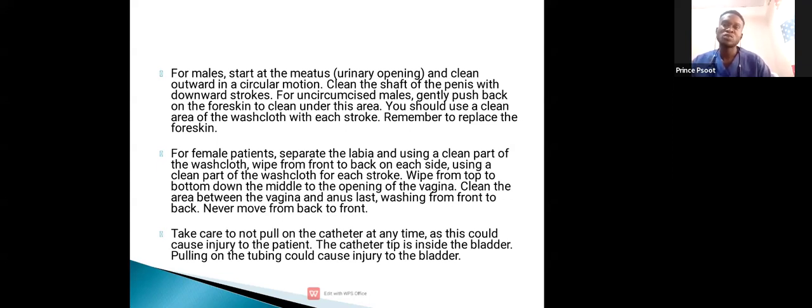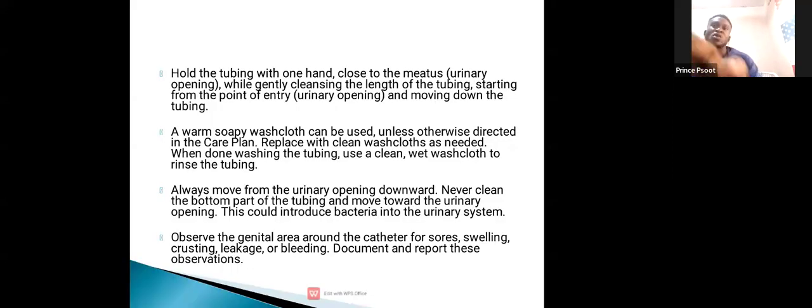So take care not to pull on the catheter at any time, as this would cause injury to the patient. The catheter tip is inside the bladder. Pulling on the tubing could cause what? Injury to the bladder. So hold the tubing with one hand close to the meatus, that's the urinary opening.